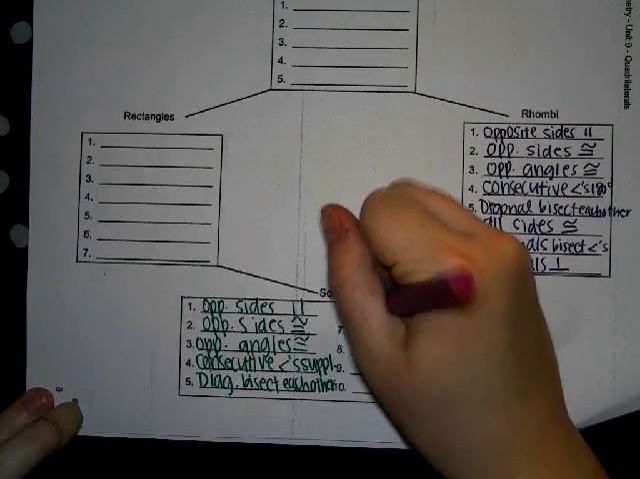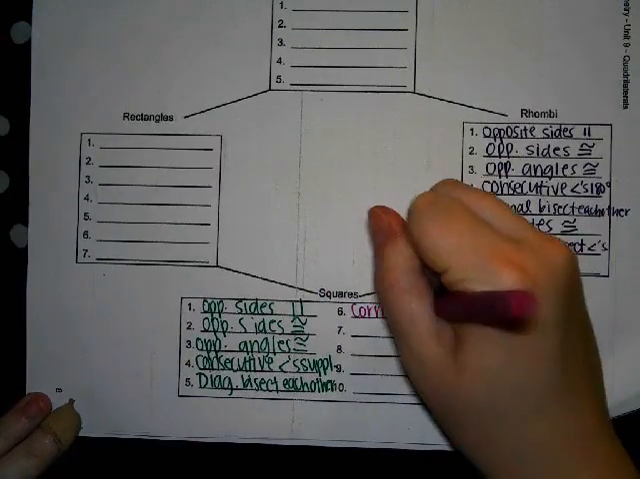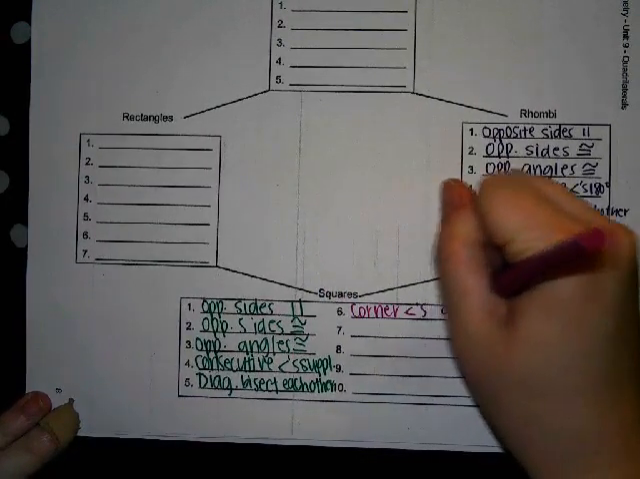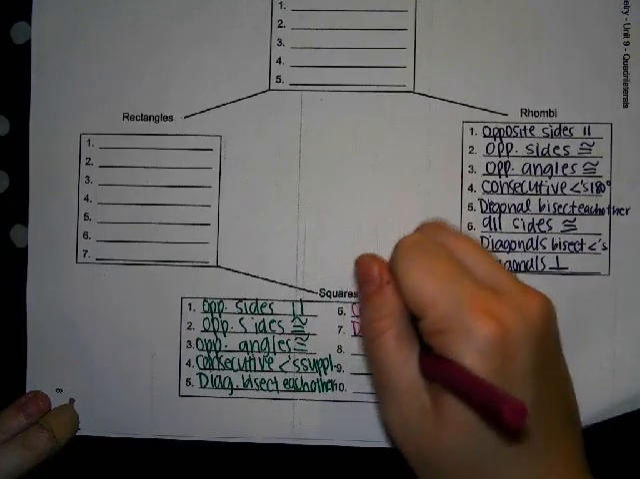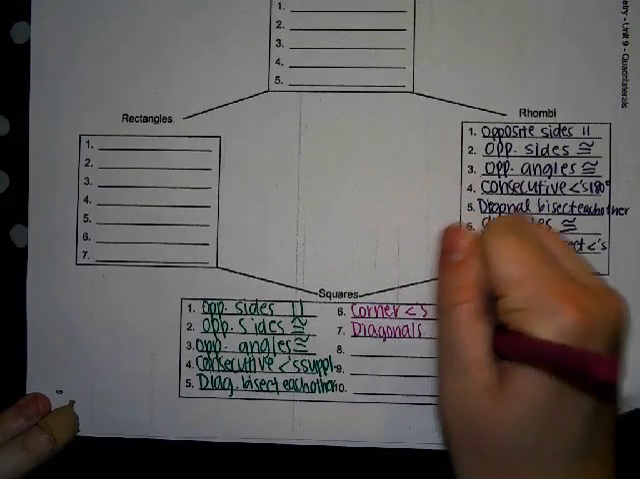Now I'm going to take the 2 last ones from rectangles, because those are also true, and add them here. My corner angles are 90 degrees, and my diagonals are congruent.